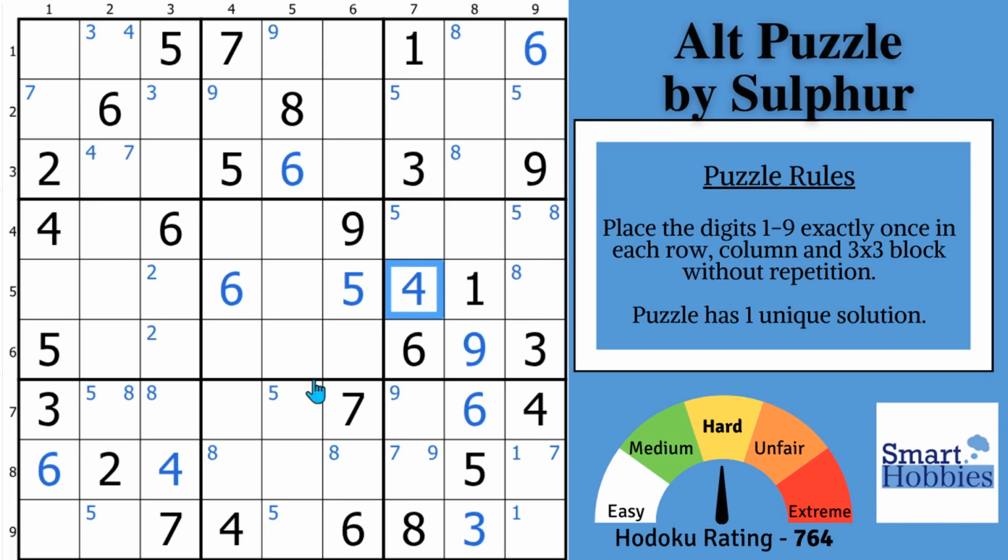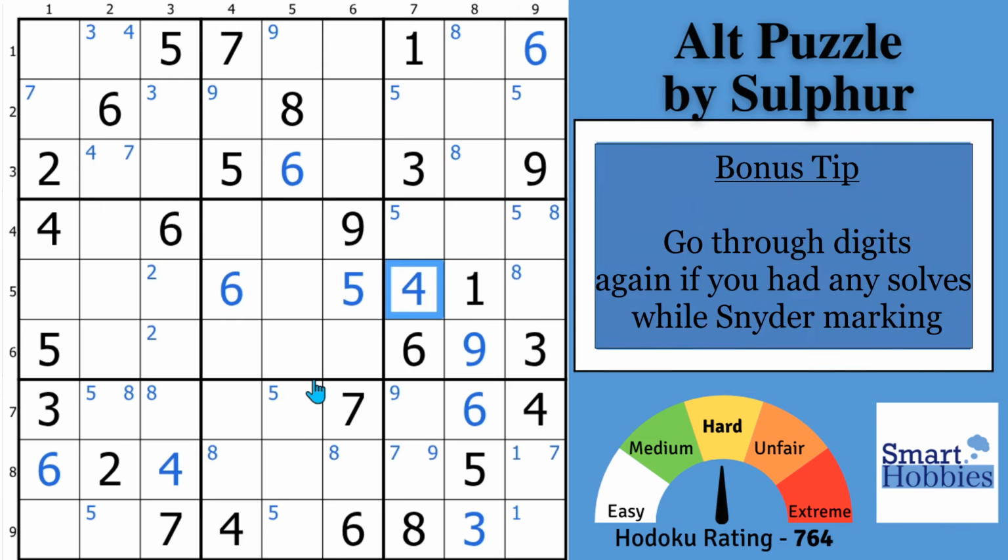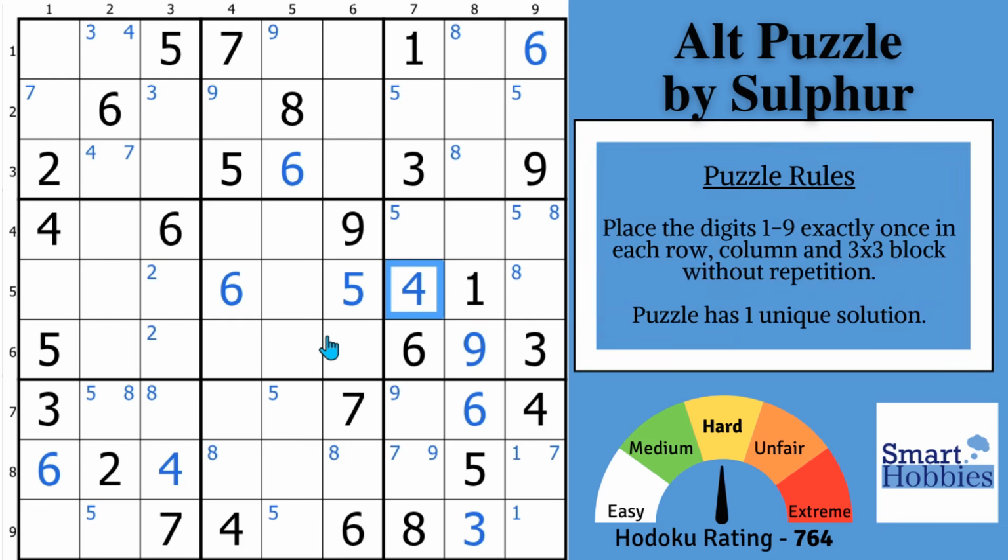And this is a bonus tip for you. If you made any solves, you want to go through the digits again to see if there's any other restrictions, if you created more restrictions. And so we did create a couple more restrictions with this 2 right here, cutting across. There's only 2 possibilities for a 2 in block 9 now. And with the 4s, there's only 2 possibilities for a 4 in block 5. So we can mark those.